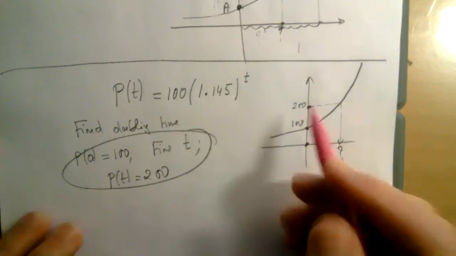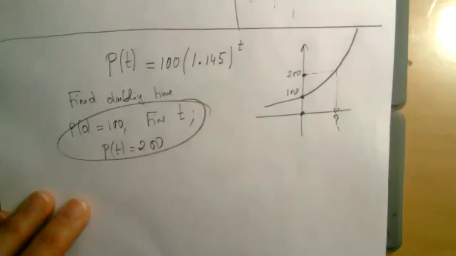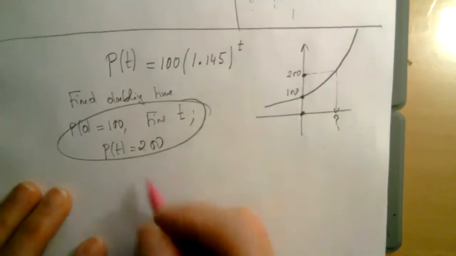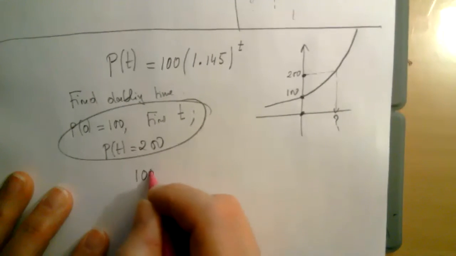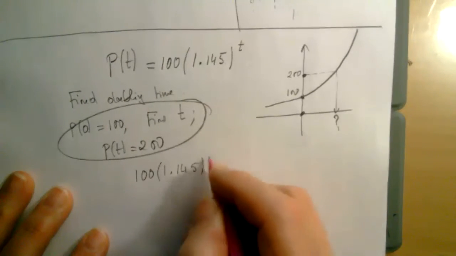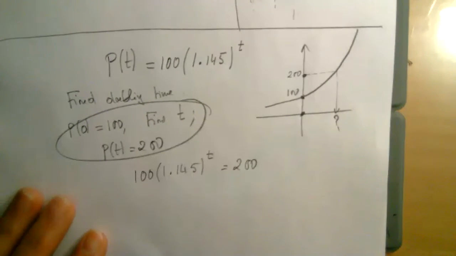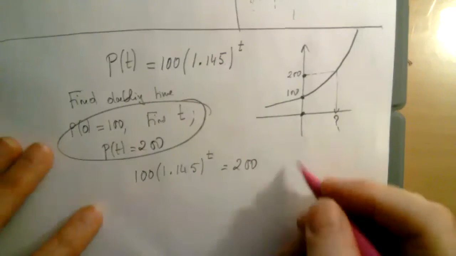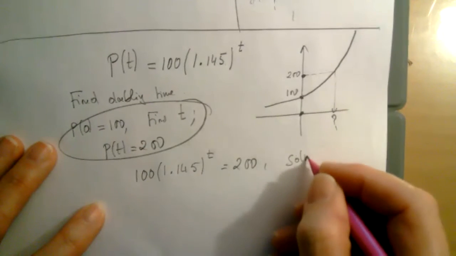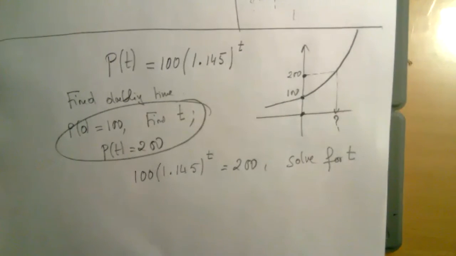So now my output is 200. I want to find the input t that gives me an output of 200. So I'm going to set 100 times 1.145 to the power t equal to 200, and I need to solve for t. So that's really what the doubling time is. Very good. Now, we know what to do.